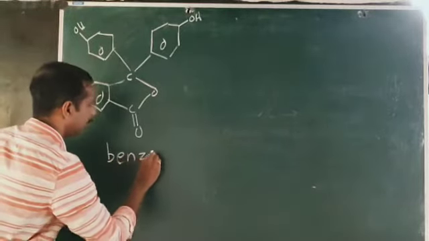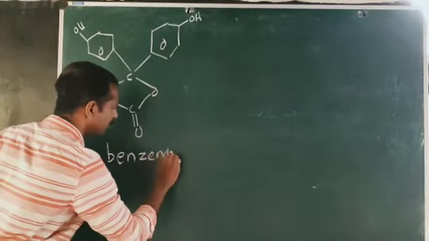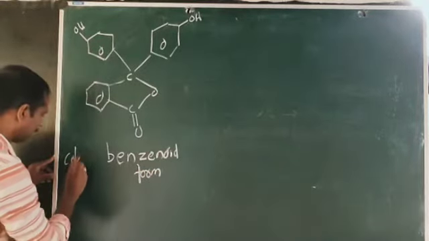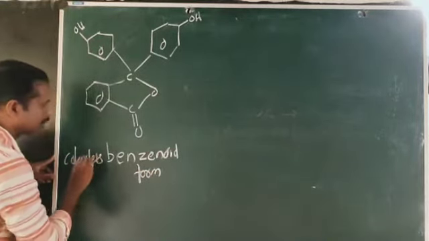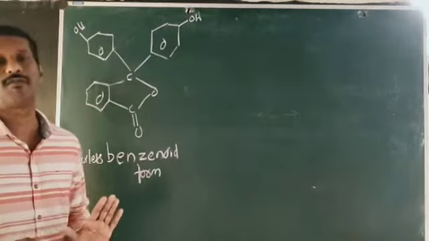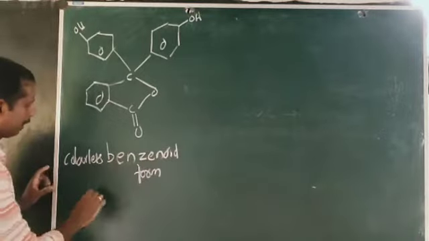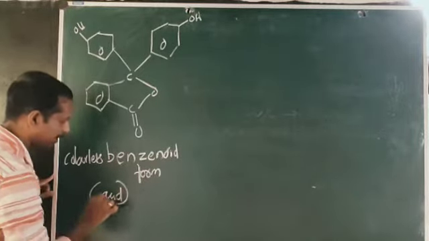It is the benzenoid form of phenolphthalein and is colorless. Colorless benzenoid form. Okay, in acid medium, colorless benzenoid form.